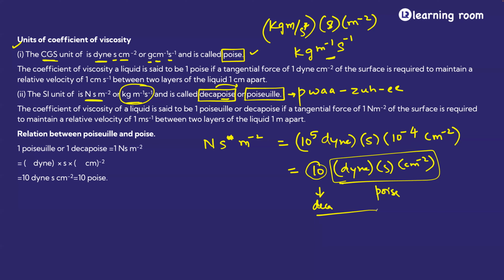What is the relation between these two values? Obviously I've derived it: 1 decapoise is equal to 10 poise. This we have derived. Are you all clear? Clear? Okay.